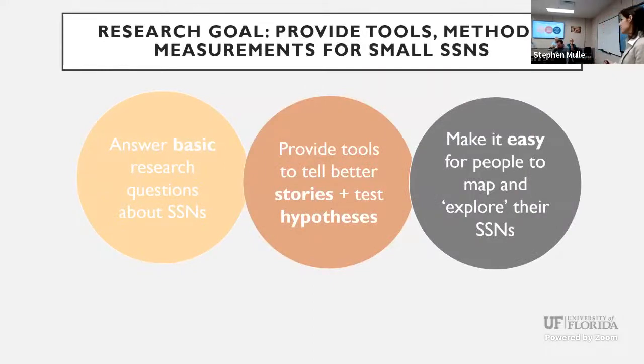So the goal of my research agenda is to provide tools, methods, and measurements for small spatial social networks. And in my heart, I'm a GIS person, so I gravitate a little bit more towards the GIS. I want to be able to answer the most basic research questions about spatial social networks. One example is, how do mountains affect friendship? How does a new train affect dating? Something like that. Provide tools to tell better stories and test hypotheses, and make it easy for people to map and explore their spatial social networks.